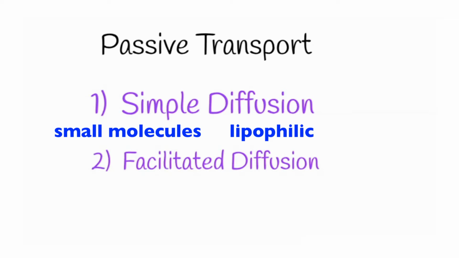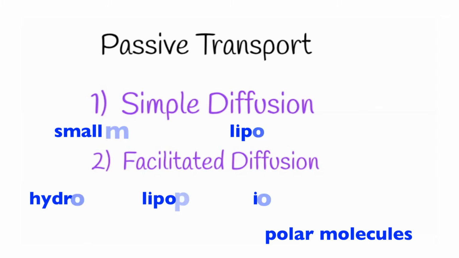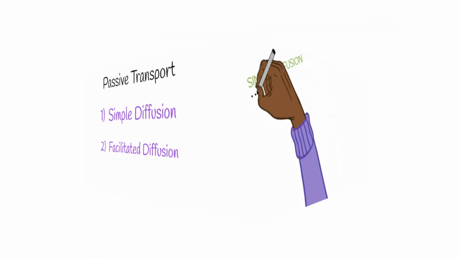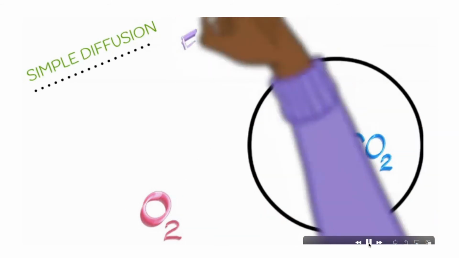Whereas facilitated diffusion is the opposite. These are hydrophilic molecules or lipophobic molecules. Once again, that's saying the same thing. Charged atoms, known as ions, and polar molecules always require a channel. They require some sort of facilitation to get across the plasma membrane, hence the term facilitated diffusion. Okay, so let's just look at a couple examples of facilitated diffusion.